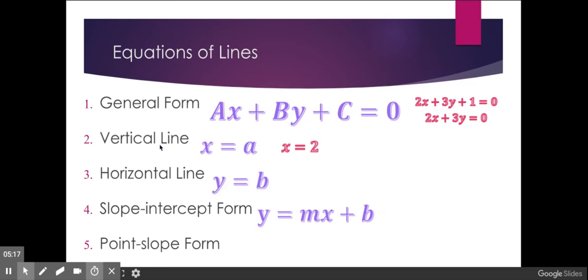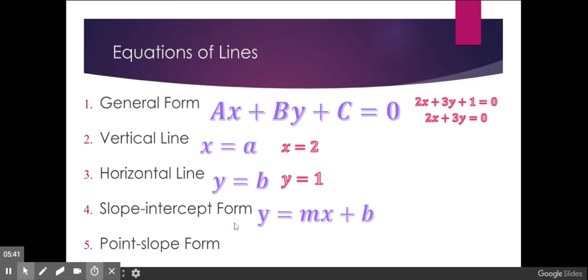Our third type of equation of a line is a horizontal line, which is a y equals equation. Y equals b could be y equals 1, y equals 3, y equals 100. So any y equals equation gives you a horizontal line. Keep in mind, though, this y equals doesn't have an x anywhere in here. So it's just y equals a number.